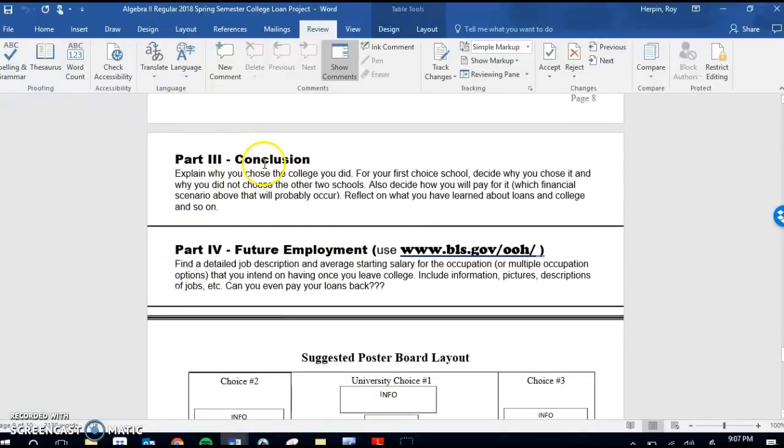The next part is part 3. So the conclusion is explain why you chose the college you did. For your first choice school, decide why you chose it and why you did not choose the other two. So you're going to have a top choice. In your conclusion, you should say why you chose that one and not the other ones, and decide how you're going to pay for it. So which scenario would probably occur and why. Go on and explain why you chose to do that scenario.